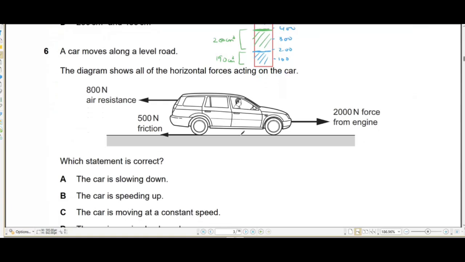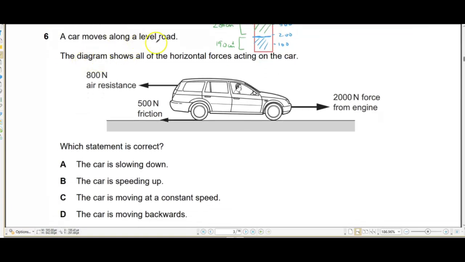Okay, question number 6. A car moves along a level road. The diagram shows all of the horizontal forces acting on the car. Which statement is correct? The car is slowing down, the car is speeding up, the car is moving at a constant speed, or the car is moving backwards. Okay, now let's look at the forces. The forward force over here is 2000 newtons, and the backward force over here is 800 plus 500. So this gives us an answer of 1500 newtons. So forward force is 2000 newtons and backward force is 1300 newtons.